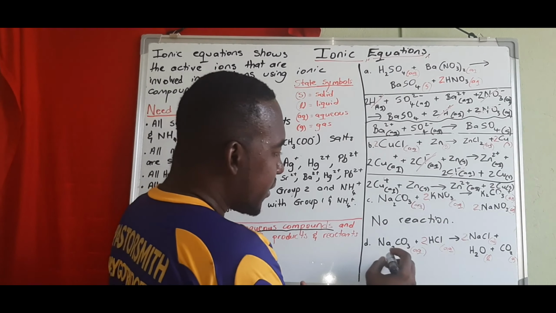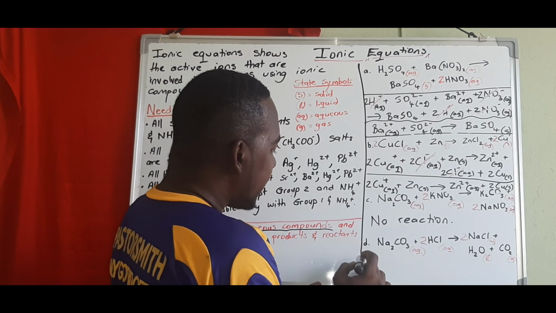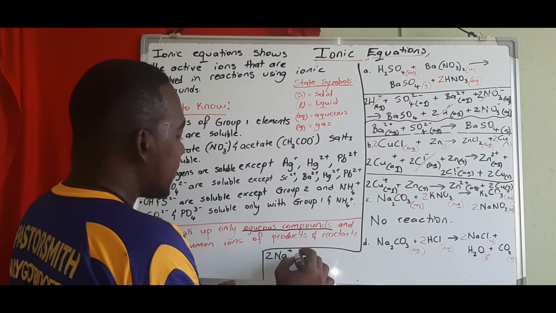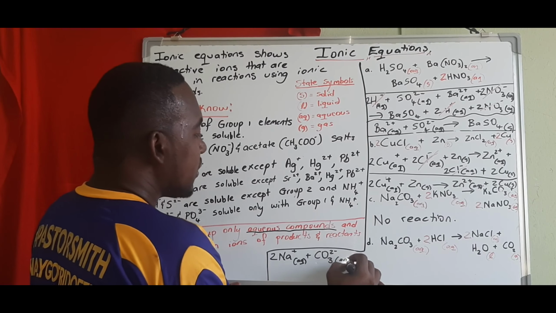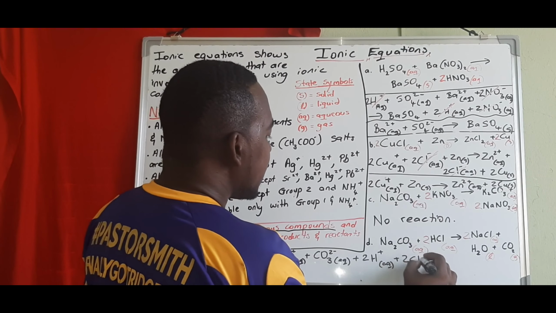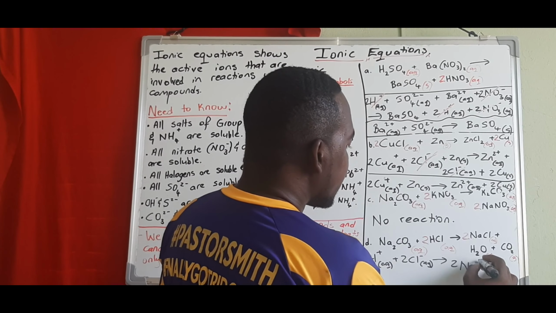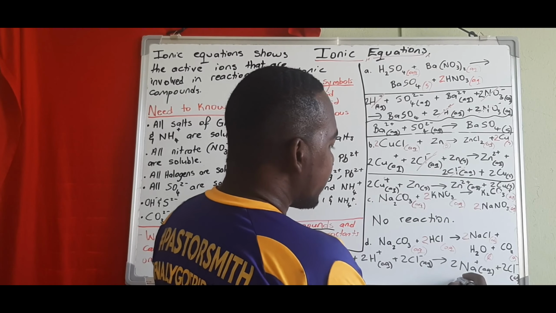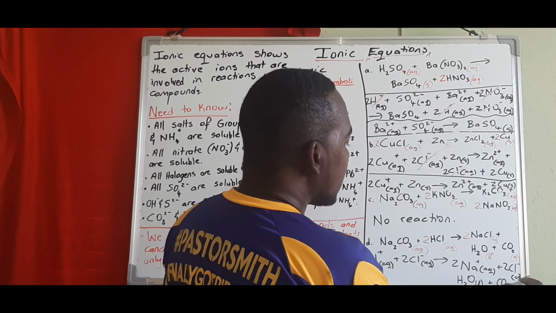So now we can split up our aqueous compounds. Let's use some space over here. So we have 2Na plus aqueous, plus CO3 2 minus aqueous, plus 2H plus aqueous, plus 2Cl minus aqueous, to give 2Na plus aqueous, plus 2Cl minus aqueous. And we have these 2 here, which are liquid and gas, so we have no splitting of those compounds.